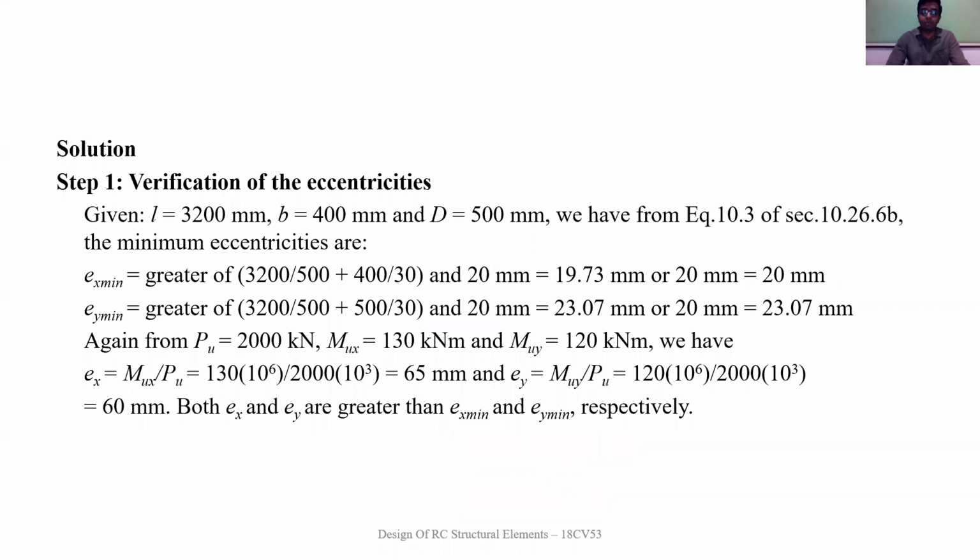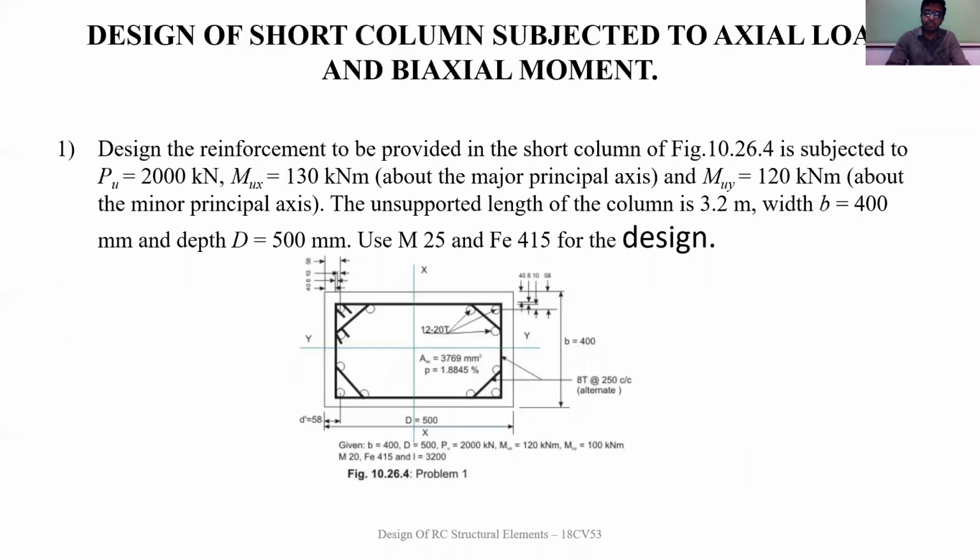Step one in this particular problem is verification of eccentricity. As you can observe, they have directly given you the unsupported length of the column and have not given any kind of support condition. Hence, we will be considering the unsupported length of the column as L.